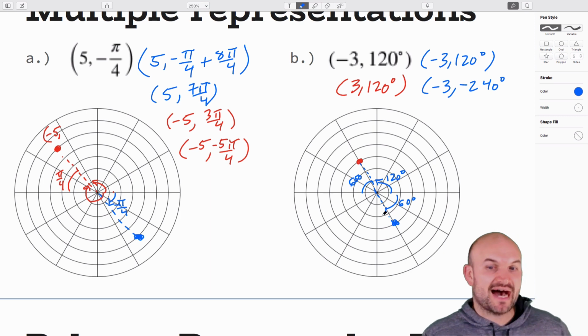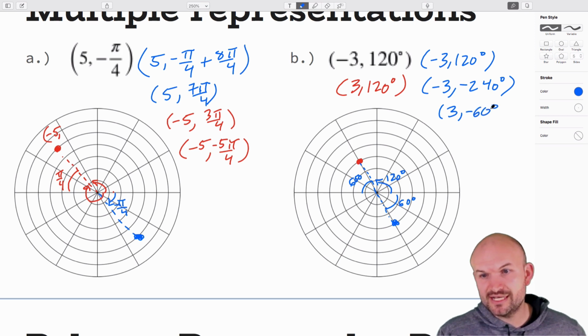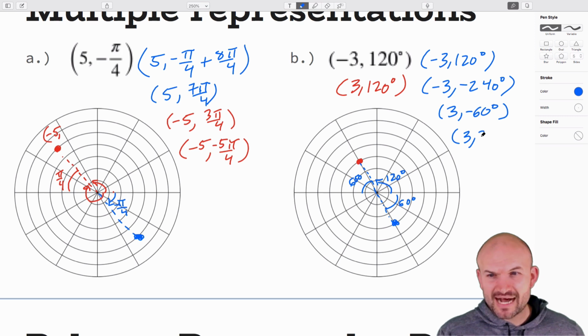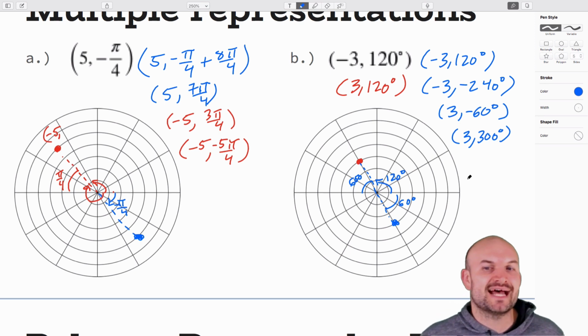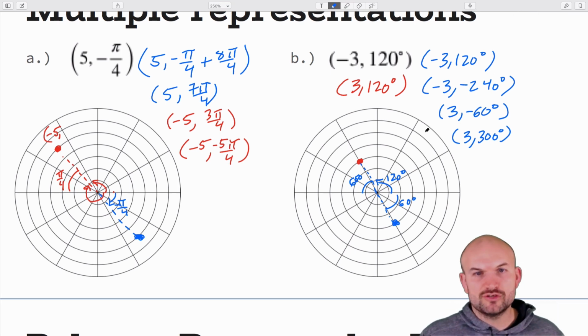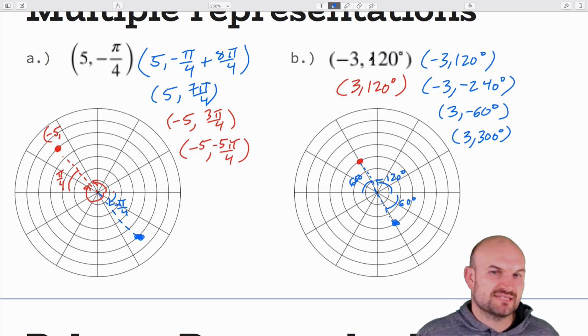So I could use the positive 3, and I could also say positive 3, negative 60 degrees, or I could use positive 3, positive 300 degrees. Okay, because again, if that's positive 3, I could do negative 60 degrees, or I could do positive 3, 300 degrees. And again, it's a confusing thing. I think it's one of those points that you just need to work through a couple different examples to really refine your understanding of plotting these points and especially dealing with the negative.